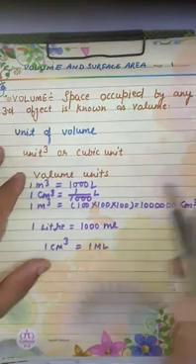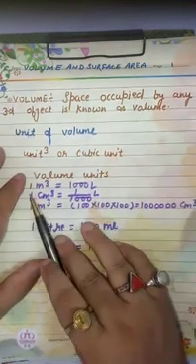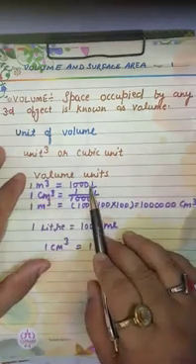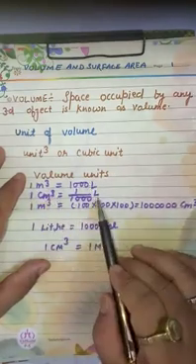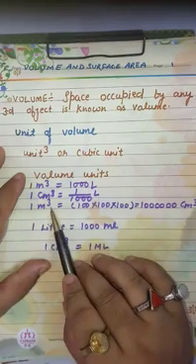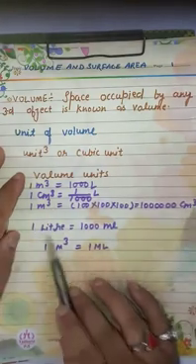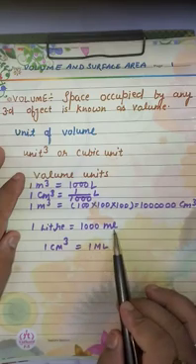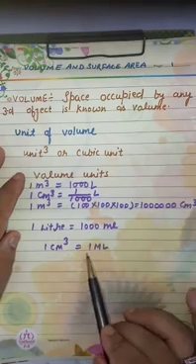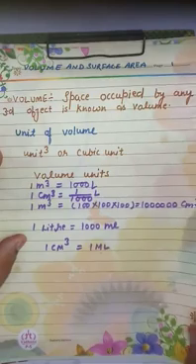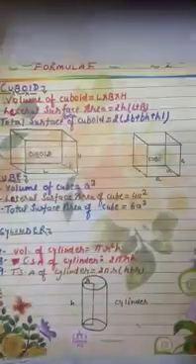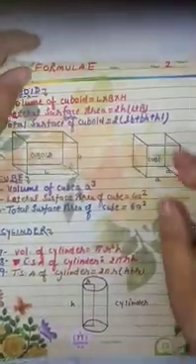We can say some other units. 1 meter cube equal to 1000 liter, 1 centimeter cube equal to 1 upon 1000 liter, 1 meter cube equals to 10 lakh centimeter cube, 1 liter equal to 1000 ml, 1 centimeter cube equal to 1 milliliter. Come to the next. There are some formulae.